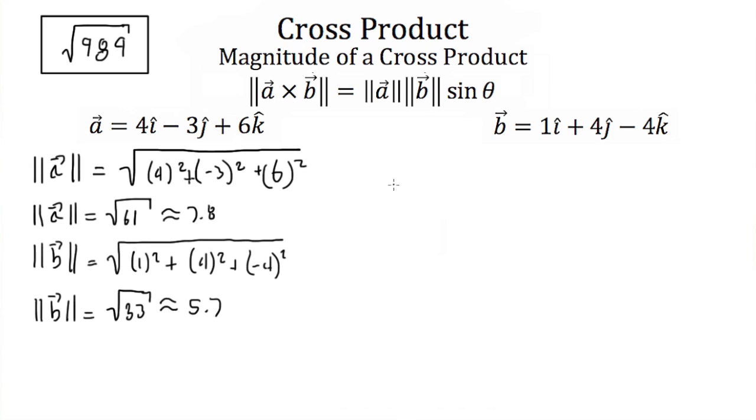Well, I can use the dot product to find the cosine of the angle in between them. The cosine of the angle between these two vectors is equal to vector A dotted with vector B divided by the magnitude of vector A times the magnitude of vector B. So I've got to find the dot product. Vector A dotted with vector B.